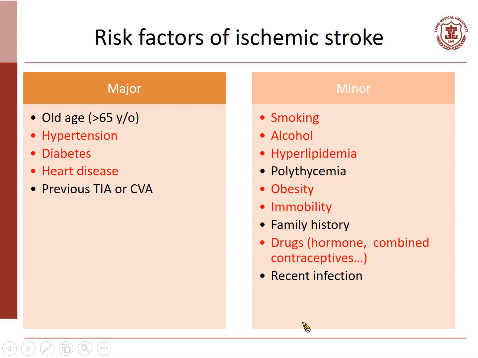The important thing in stroke management is prevention. How to prevent a disease? At first, we have to know the risk factors. For ischemic stroke, the major risk factors include old age, greater than 65, hypertension, diabetes, heart disease, or previous stroke. The minor risk factors are smoking, alcohol, hyperlipidemia, obesity, immobility, and the use of some drugs like hormone replacement therapy and contraceptives, which can cause increased coagulability, so may be a risk for ischemic stroke.